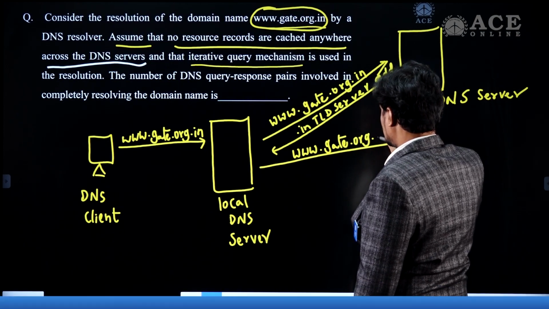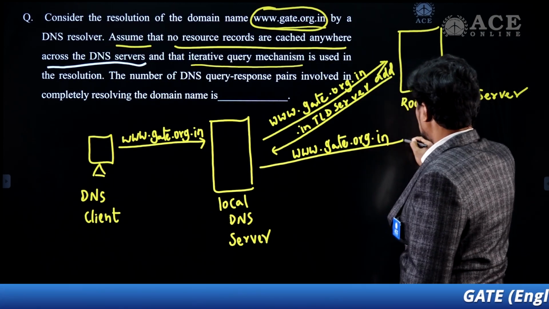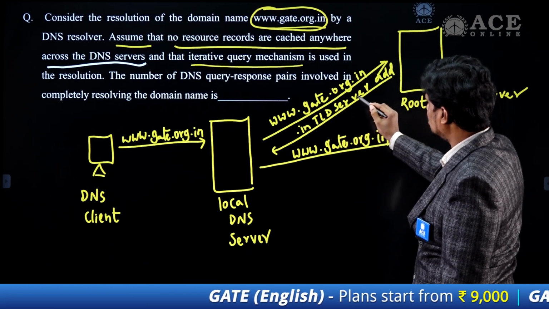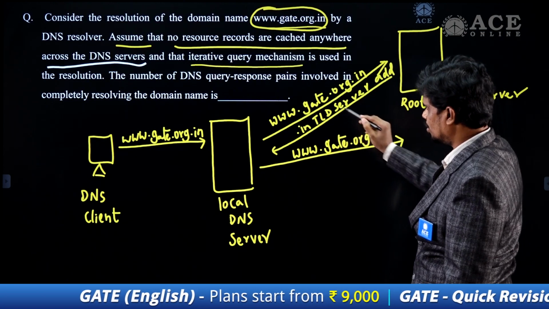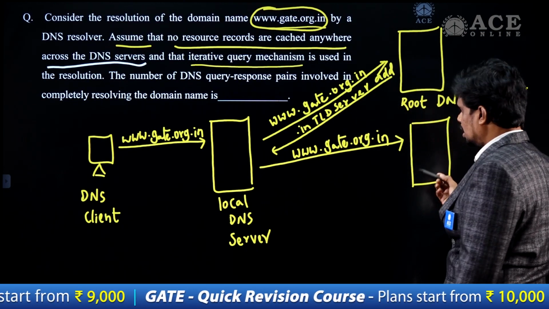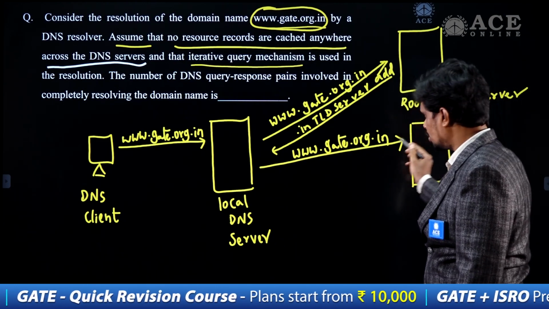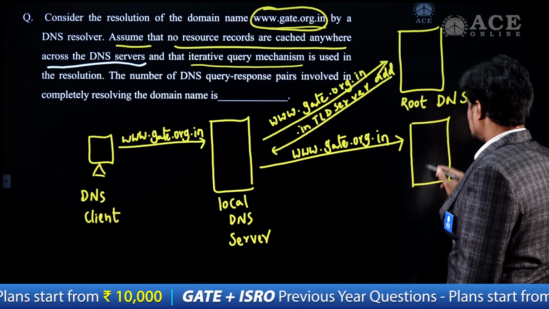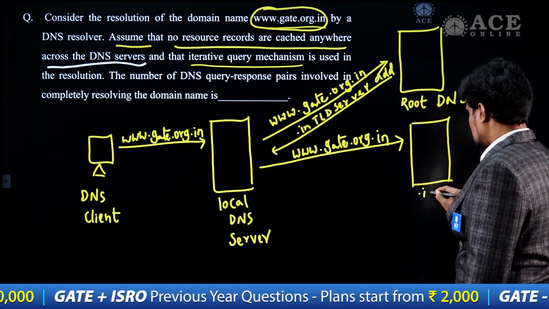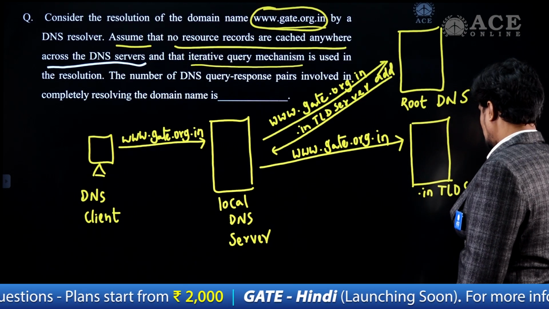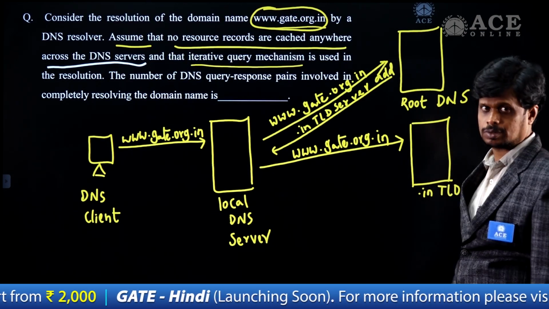www.get.org.in. So to this it forwards. Now after getting the reference address of the .in TLD server, the local DNS server can forward this request to that .in TLD DNS server. So now this is your .in TLD server, the country top level domain server, you can say.